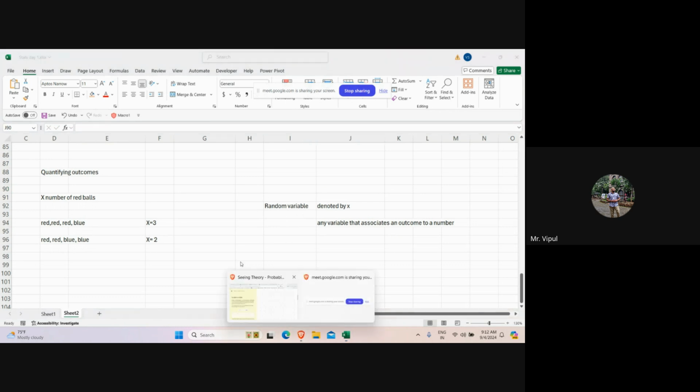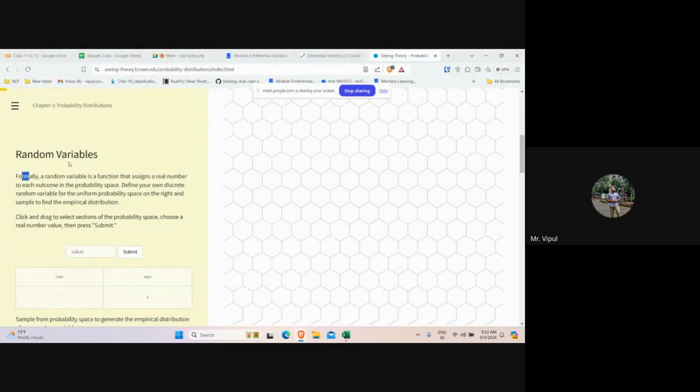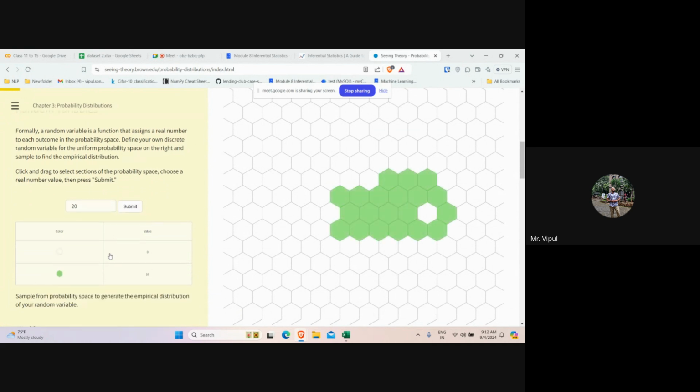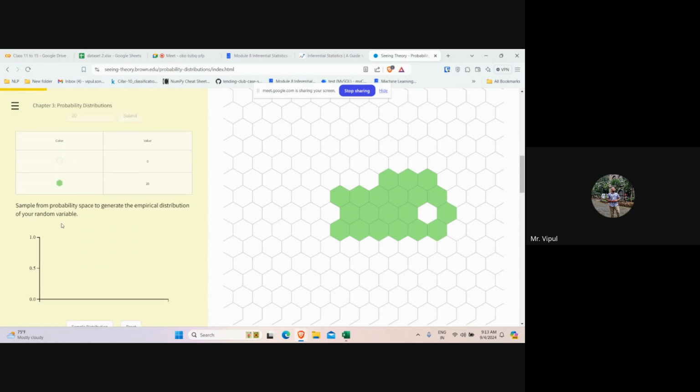Right. Now in this link, let's see. Formally, a random variable is a function that assigns a real number to each outcome in the probability space. Define your own discrete random variable for a uniform probability space on the right, and sample to find the empirical distribution. Now click and drag the selected portion of the probability space, choose a real number, and press submit. Suppose we select 20 as the real number, and submit. So sample from the probability space to generate the empirical distribution of your random variable.